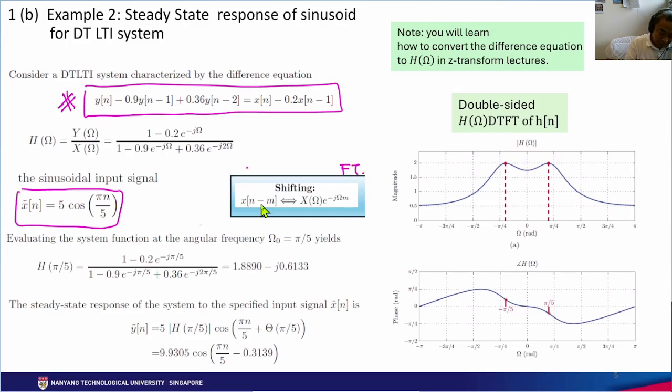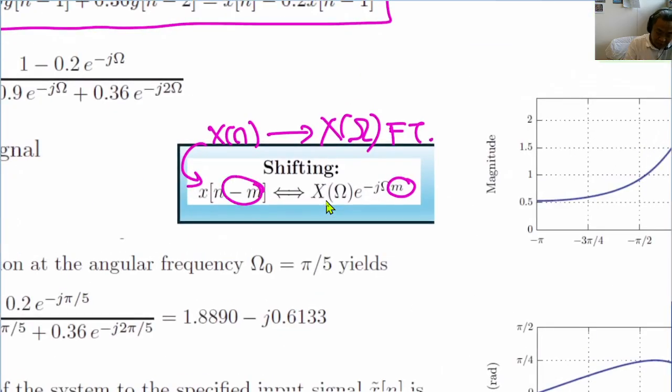Basically, we have x of n that can be Fourier transformed to x of omega, and x of n minus m, a delayed version of x of n, is actually only given by x of omega times e minus j omega m. So this delay causes this extra expression to form outside x of omega.